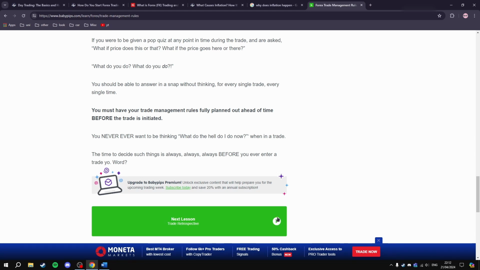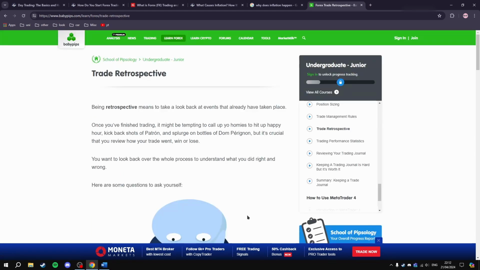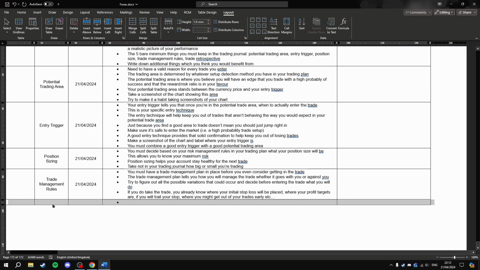So basically, once you're in a trade, you don't know exactly what's going to happen, but whatever is going to happen, you know exactly how to respond to that. No questions asked. Boom, this happens, boom, I do this. Boom, this happens, boom, I do that. That's it. No thinking, just follow the rules.